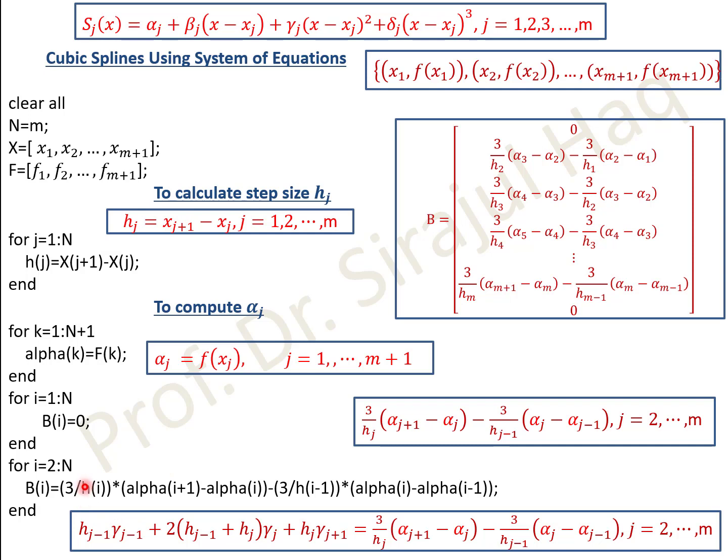Remember, h you have defined already, alphas you have defined there, so these are all known quantities. So up to this portion we got the entries from this up to this row. Now let's come to the last row.